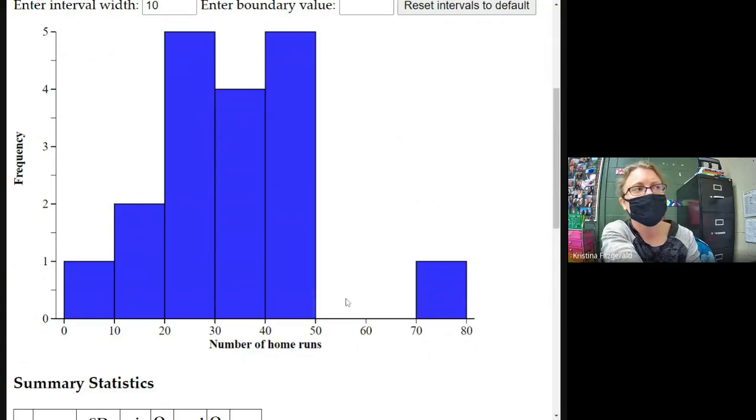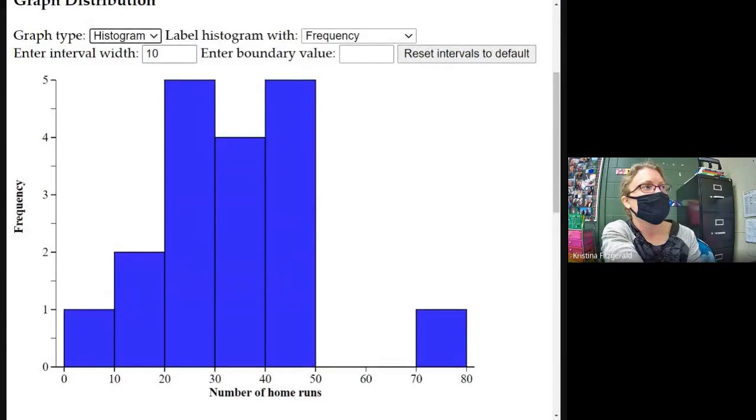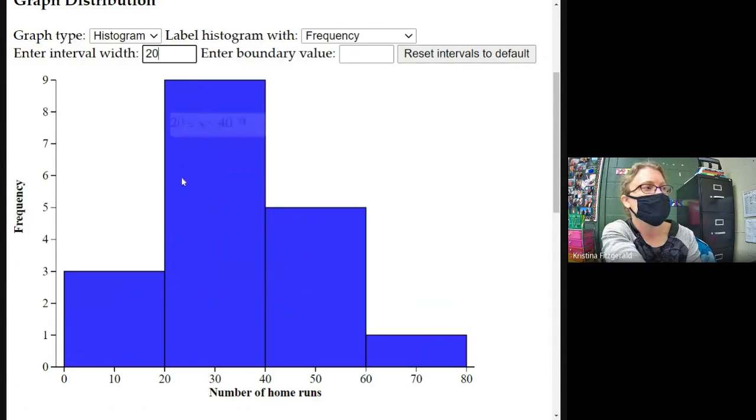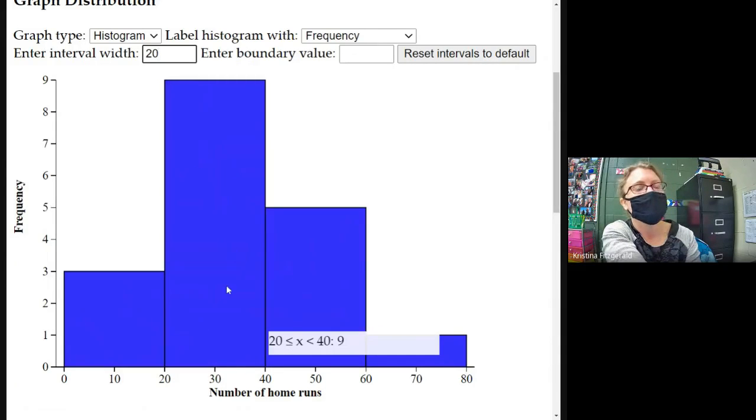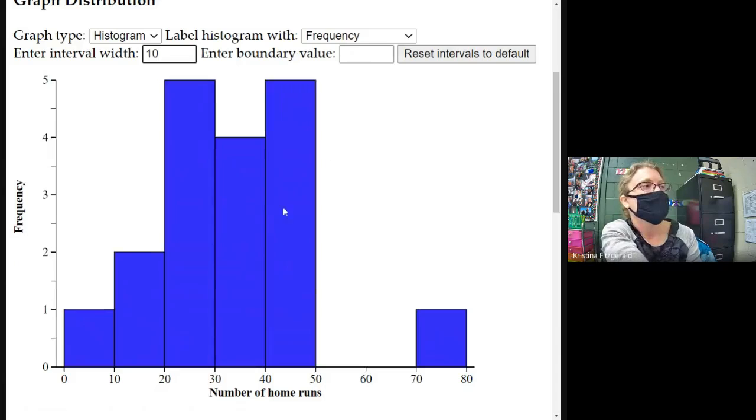So that also reveals that gap and shows us where our values fall. You can adjust the width of your bars. If I change this to 20, it's going to adjust the shape a little bit. Basically I'm looking at how many values fall between 0 and 20, and I count those up. There were 3 of them. How many fall between 20 and 40? Count those up, and so on. But again, the grouping class did use widths of 10 and counted up how many values fell within those widths.